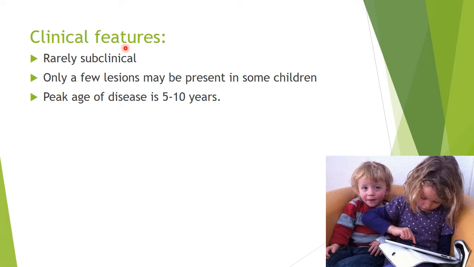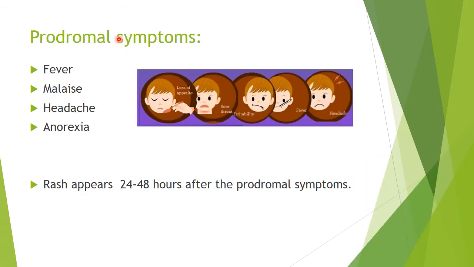So what are the clinical features? Chickenpox is rarely subclinical, but only a few lesions may be present in some healthy children. The peak age of disease is 5 to 10 years, that is the school-going age. So what are the prodromal symptoms? There are fever, malaise, a feeling of weakness, headache, and anorexia. The rash usually appears 24 to 48 hours after the prodromal symptoms.